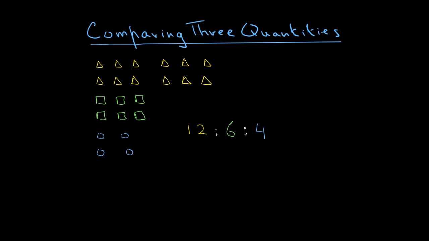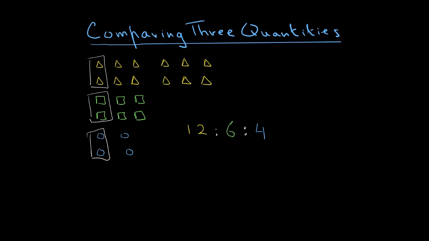But we could also simplify this, right? Because remember, the unit that we are using right now is just one shape. So one shape, counting just individual shapes. But what we could do is, instead of counting individual shapes, we could use groups of 2. If we use groups of 2, then I'll have 6 groups of yellow triangles, 3 groups of green squares, and 2 groups of blue circles.